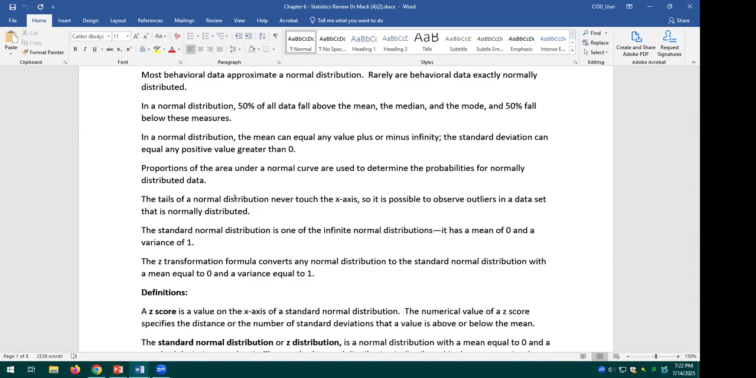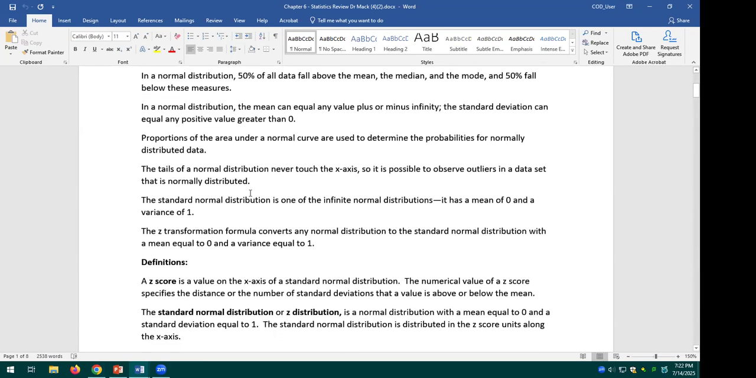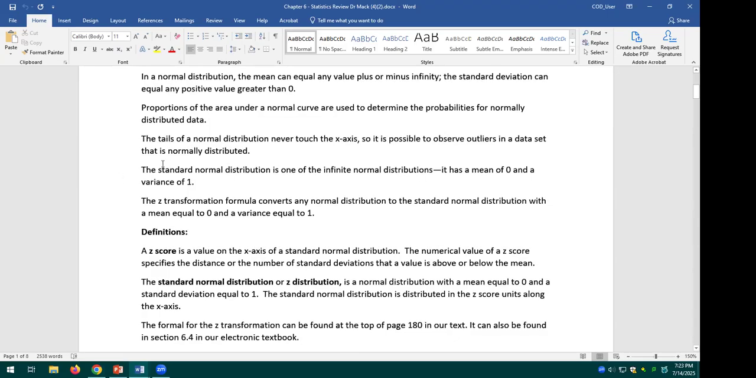That's the mean, above and below the mean. In a normal distribution, the mean can equal any value plus or minus infinity. The standard deviation can equal any positive value greater than 0, because it's the standard deviation moving away from the mean. Proportions of the area under a normal curve are used to determine the probabilities for normally distributed data. The tails of a normal distribution never touch the x-axis, so it is possible to observe outliers in a data set that is normally distributed.